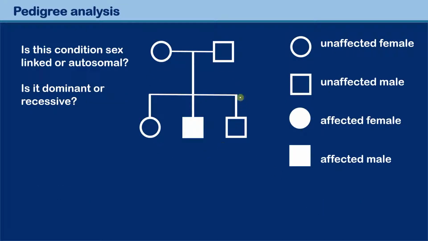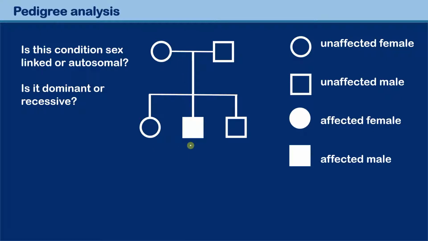This is a pedigree over here showing parents and children, and one child over here, in this case a boy, a male, is affected. The question is now, is this condition sex-linked or autosomal? We don't know that yet. We'll find out. Is it dominant or is it recessive? This is now easier to figure out. It is most likely recessive because two parents who are not affected have an affected child. Let's see if this works.